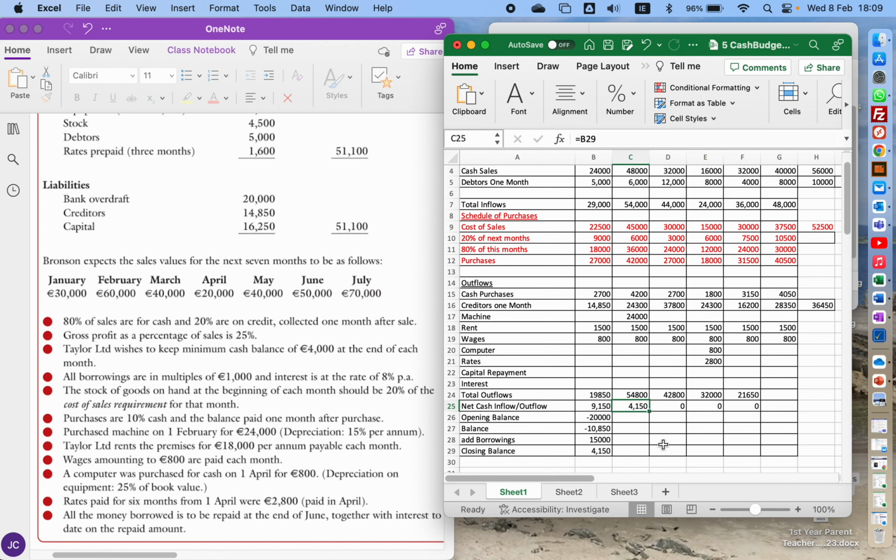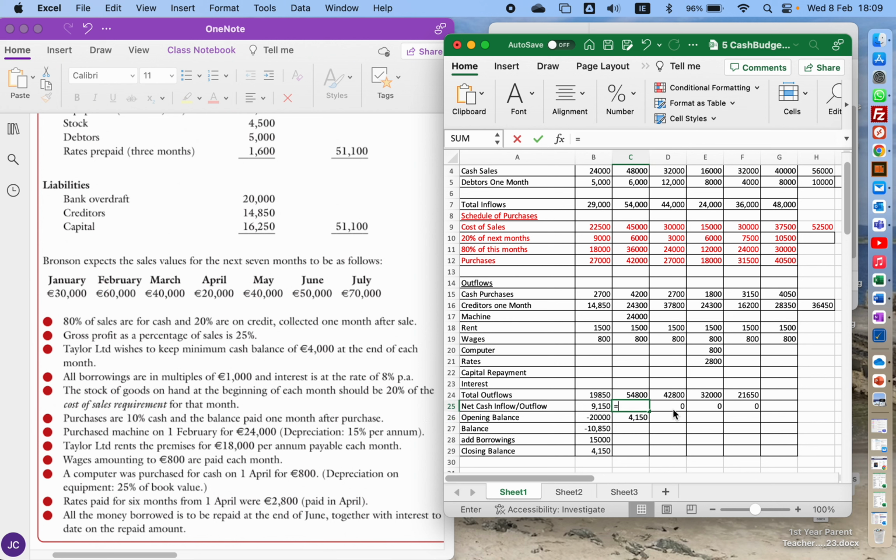Oh yeah, I haven't worked those numbers out. That's why it's going with zero. So my closing balance is going to be, for this one, sorry, my opening balance. Oh, I put that in the wrong place. That's where my mistake is. My opening balance is the 4,150 from the previous month.